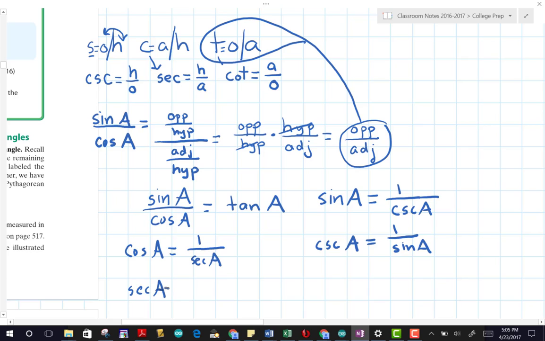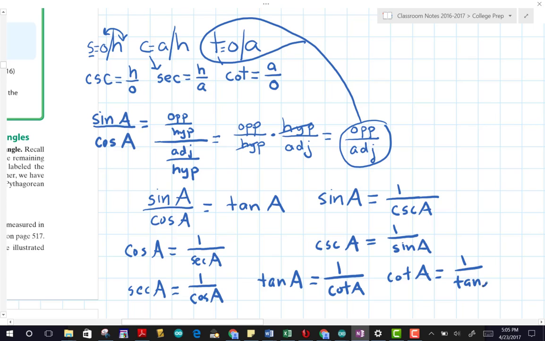And then that same thing is true for tangent and cotangent. So the tangent of A is equal to 1 over the cotangent of A. And the cotangent of A is equal to 1 over tangent of A. I'll just leave that sit here for a minute. Might be a good place for you to pause.